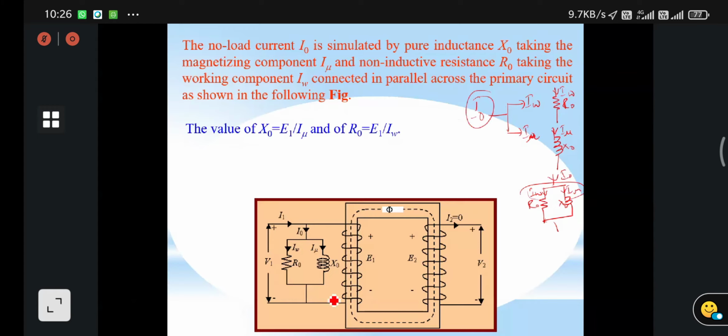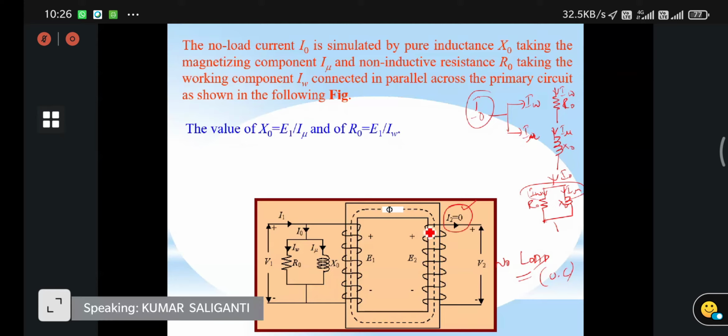I have mentioned this in the figure. You can see this is no load, which acts as an open circuit. In the open circuit the secondary side is open, so the secondary side current is 0, I2 equal to 0. We have only the primary side voltage, and E2 equals V2 on open circuit. V1 is applied to the primary. Since the primary coil is purely inductive, you get I mu, and in no load we get I naught.